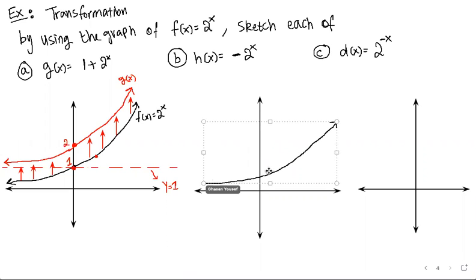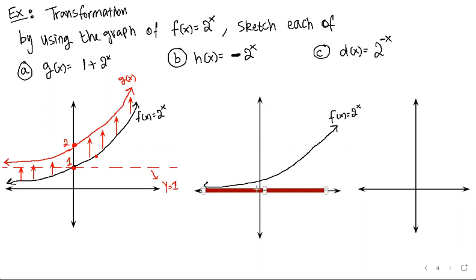Like that. This is the function f of x equal 2 to the x. So minus outside the function means we have to reflect this curve around the x-axis. So my mirror will be the x-axis. So this is my mirror.